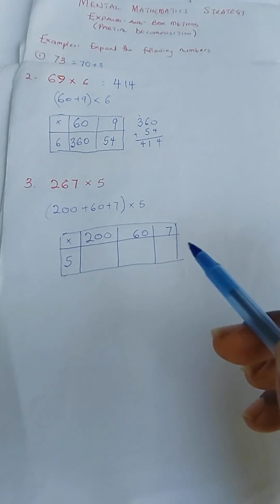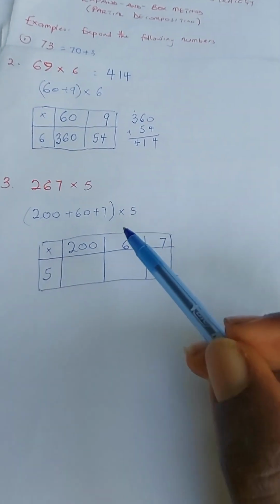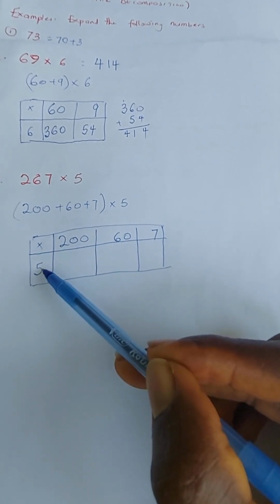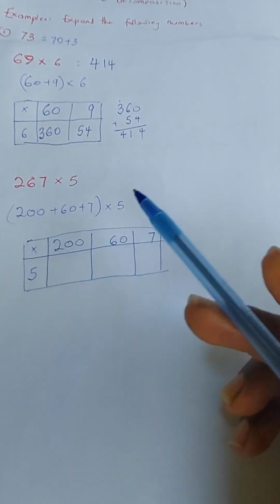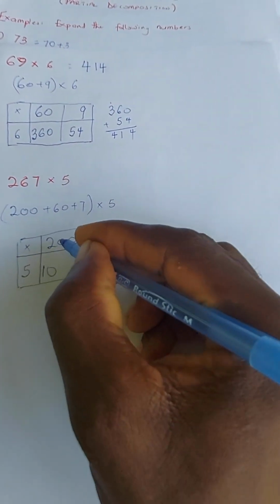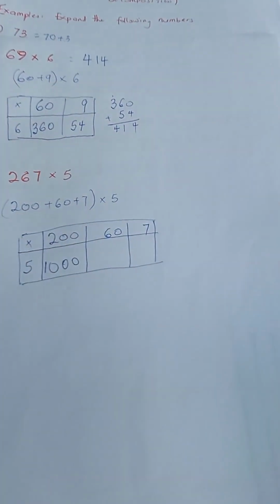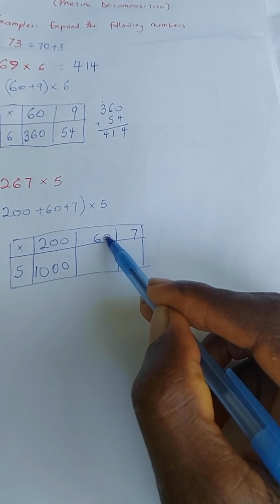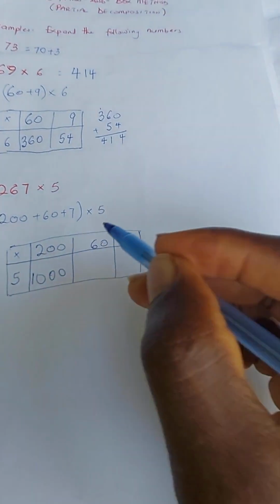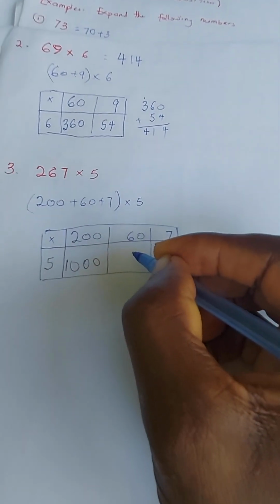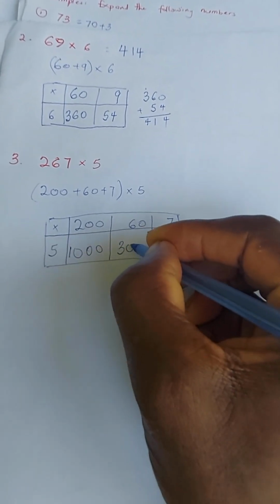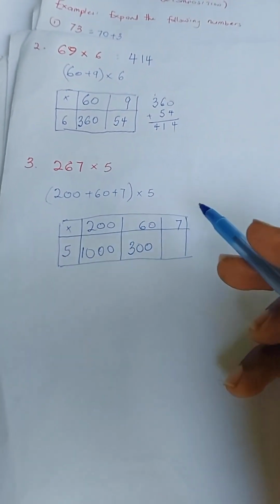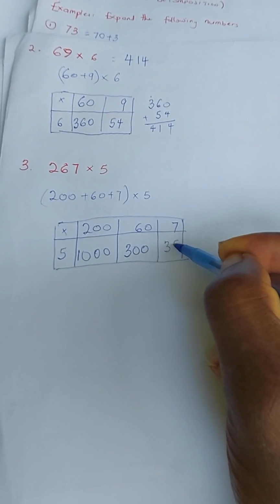Alright, so you get 5 times 200. Now this one has 2 zeros, so we hold the 2 zeros up. Then we find the product of 5 and 2. 5 times 2 is 10. Then we add these 2 zeros to it to make it 1000. Then 5 times 60. So we still hold up this 0 and multiply 5 by 6. Now 5 times 6 is 30. Then you add this 0 to make it 300. Then 5 times 7 is 35. So write your 35 down.